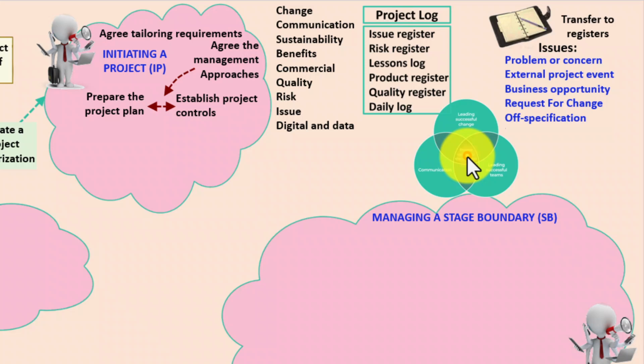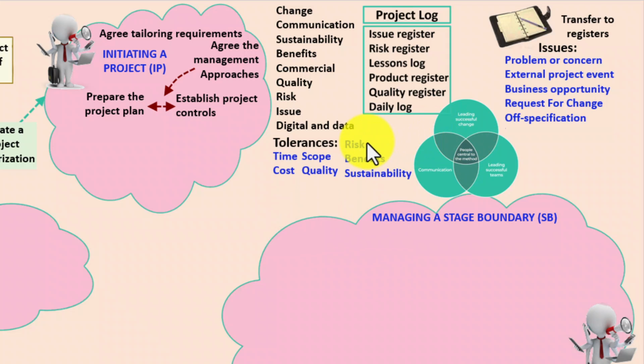And while we're on controls, I want to mention tolerances. We now have 7 tolerances: time, cost, scope, quality, risk and benefits, but with the addition of sustainability. All of these form part of what's known as project controls and will need to be embedded here at this point. Following on from that, because now we have the project plan, we can prepare the full business case.